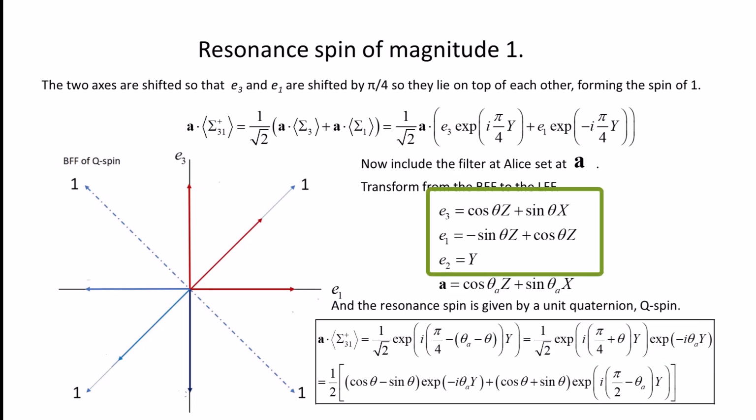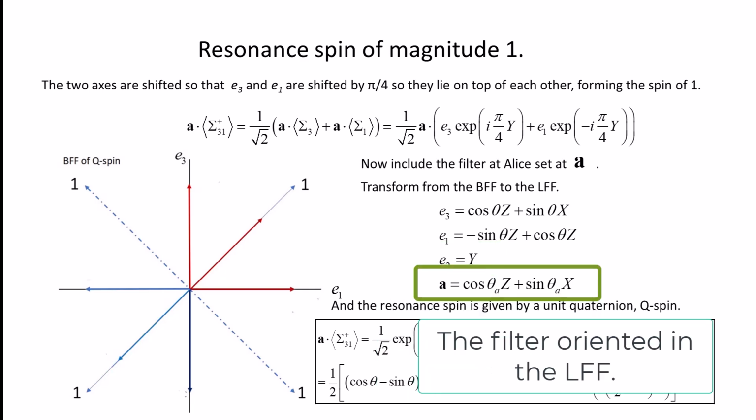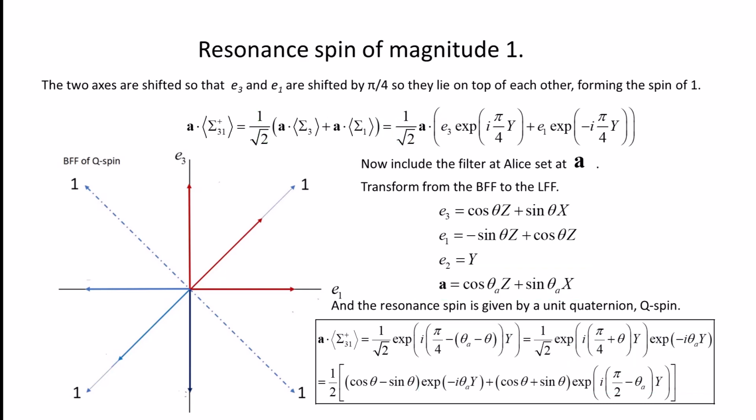Since experiments are done in the laboratory fixed frame, I must transform from the body fixed frame to the laboratory fixed frame using these relationships. Recall that E2 is equal to Y, so the filters and the spin plane are coplanar. Note also that the filter direction is included, as the contraction with A. The field and the spin are rotated from each other by the angles theta and theta A as seen in the transformation.